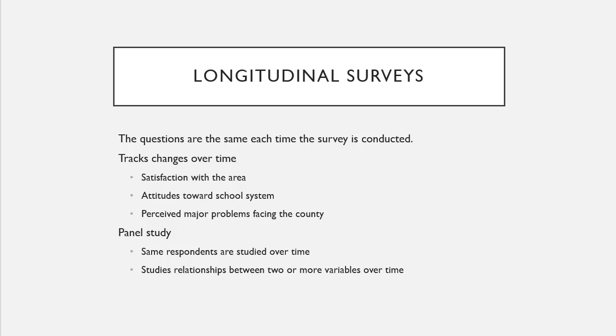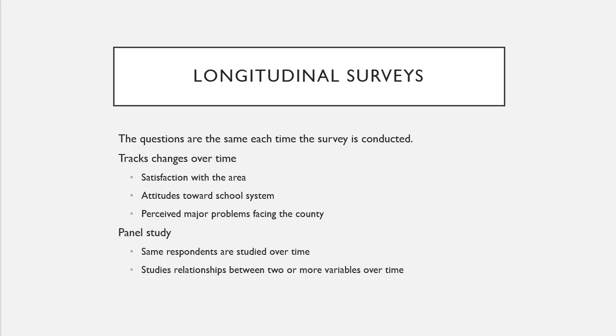Maybe it's satisfaction with the area that you live in. Maybe it's attitudes towards the school system or perceived major problems facing the country. We can ask people about these topics and see how they change over time. A very, very common way of doing research. The hard part about it is that sometimes people don't stay in the study. Obviously, if people aren't available for the first and second part of a study, or the first and subsequent parts of a study, then it loses its reliability.